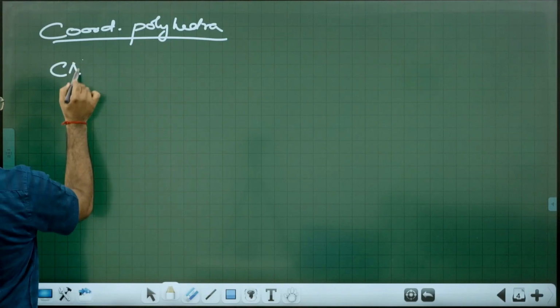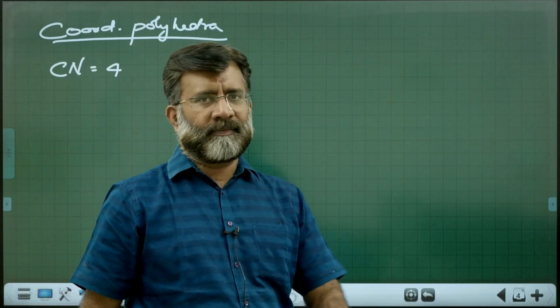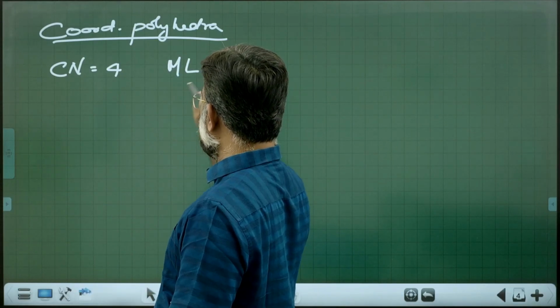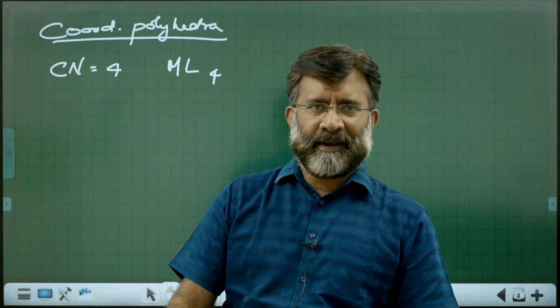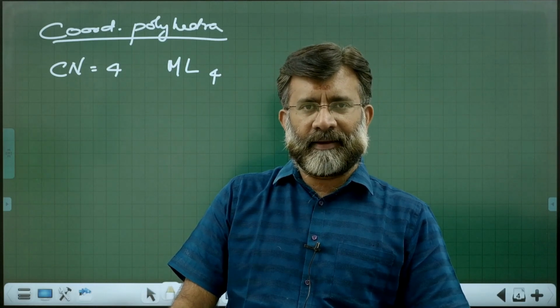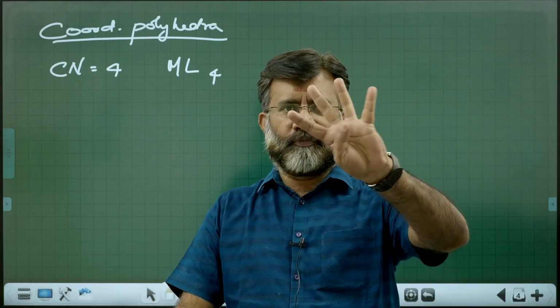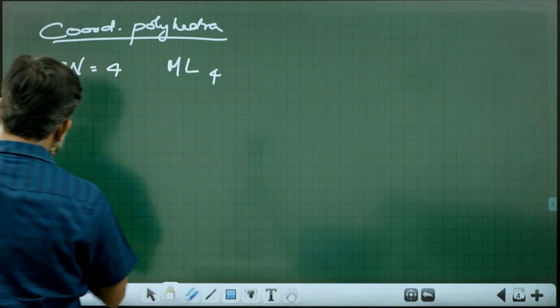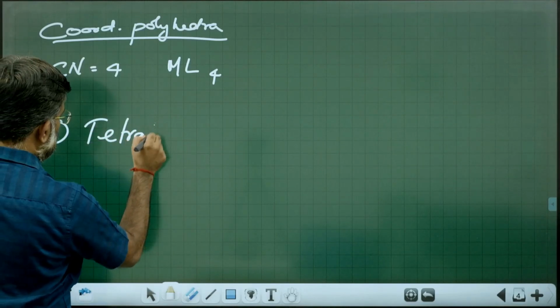Suppose coordination number is equal to 4. Coordination number 4 means ML4 type. What is M? Central metal atom. What is L? The so-called ligand, atom or group bound to the central metal atom. Coordination number 4, there can be 2 important polyhedra. Number 1, it can be tetrahedral.